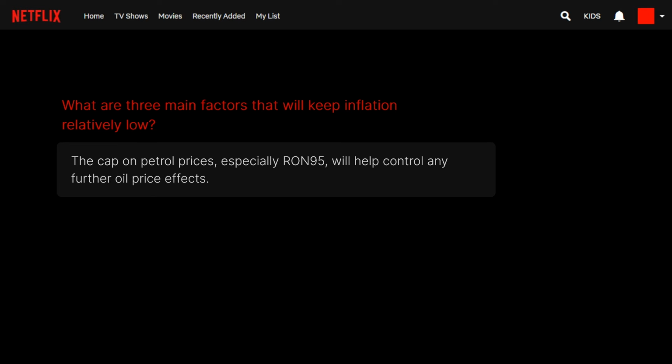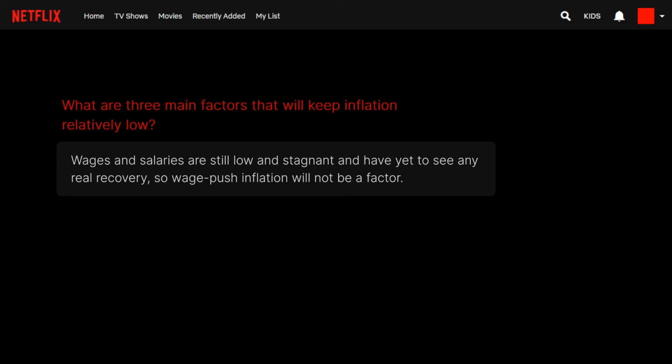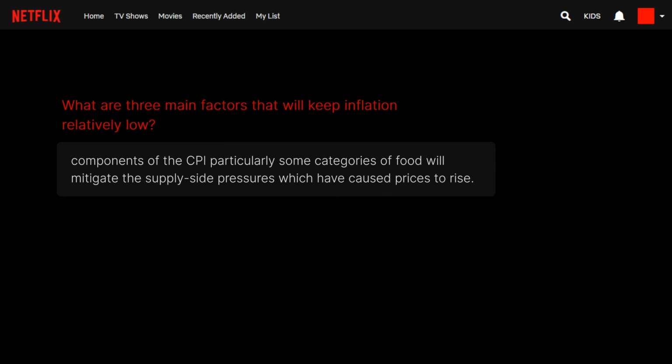What are three main factors that will keep inflation relatively low? The first is the cap on petrol prices, especially RON 95, which will help control any further oil price effect. The second is that wages and salaries are still low and stagnant and have yet to see any real recovery, so wage push inflation will not be a factor. Lastly, price control across key components of the CPI, particularly some categories of food, will mitigate the supply side pressure which has caused prices to rise.